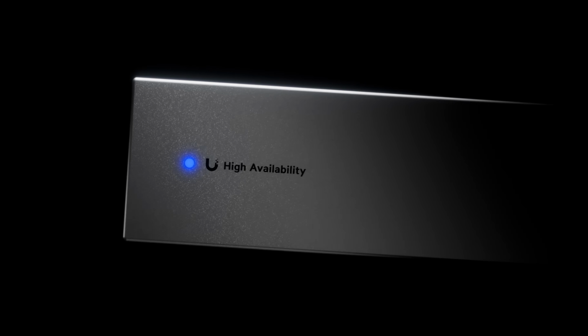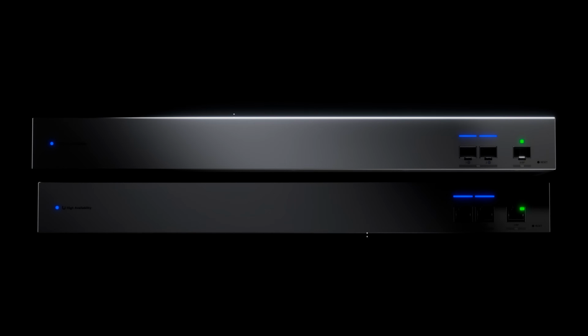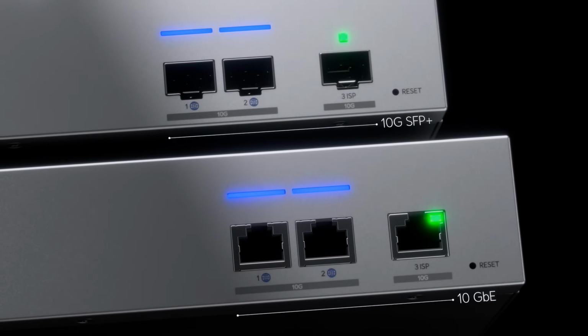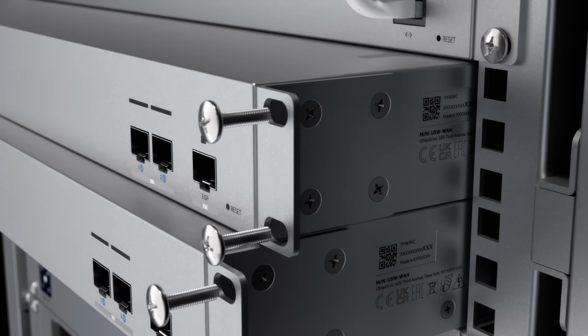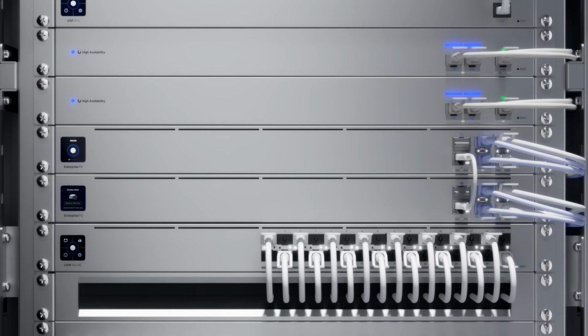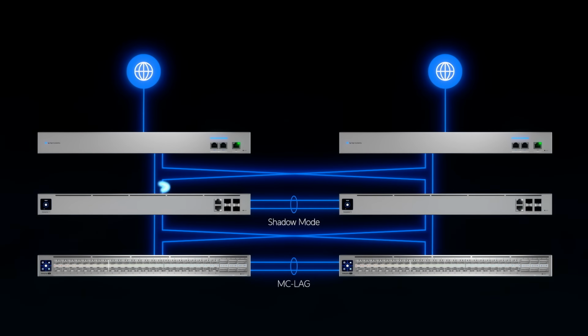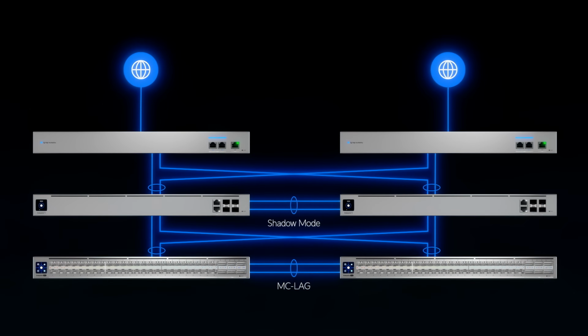And now we're introducing a completely new switch category to Unify, WAN switches. Designed to complete Unify's high availability story, WAN switches feature a robust 1U rack mount chassis, dual power supplies, and when paired with shadow mode and MC-LAG, can eliminate single points of failure in wired infrastructure.